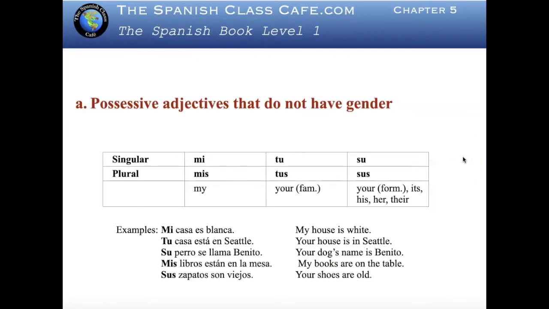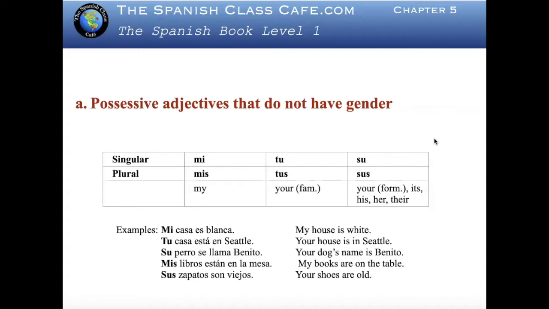Today we're going to learn about possessive adjectives. Spanish has two ways of indicating possession. One way is using possessive adjectives, and the other way is using the preposition de, sometimes called possessive de. English also has two ways of doing possession, with possessive adjectives and with apostrophe s.